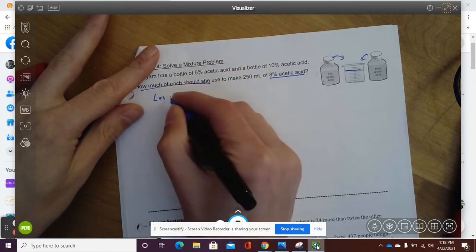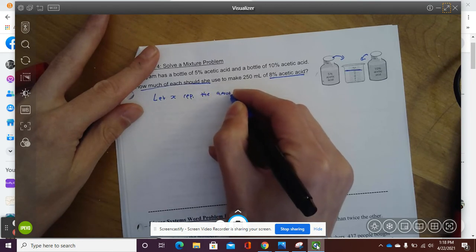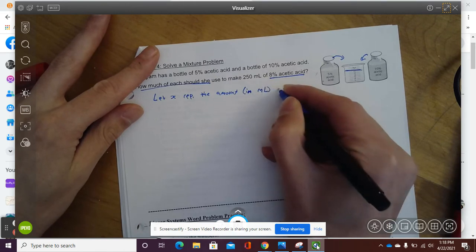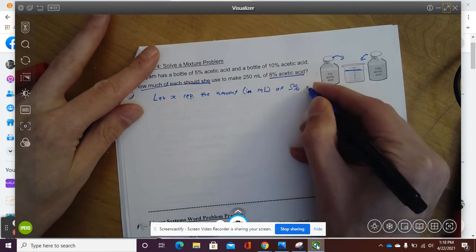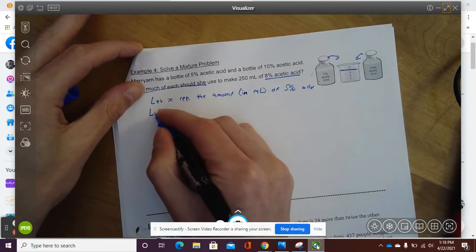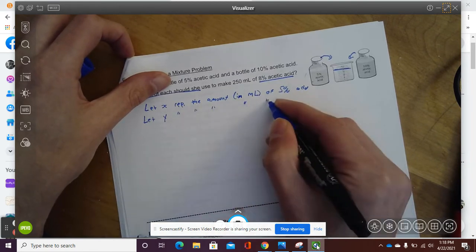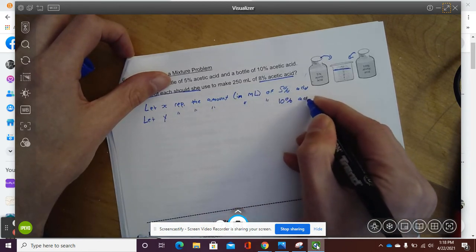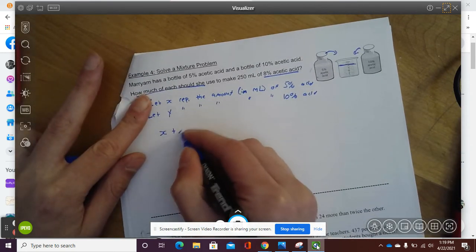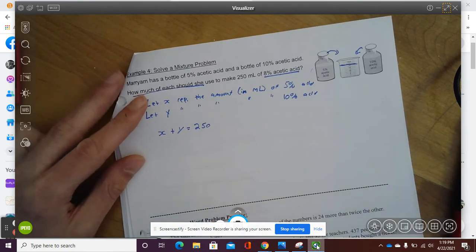So why don't we say let x represent the amount. Again, we want to be careful with units, so I can say the amount in milliliters of 5% acid. So it's how much am I pouring from this first bottle? And then why don't we let y represent the amount in milliliters of 10% acid. So altogether, I take x from the first bottle and I take y from the second bottle. I'm going to get 250 total mL of solution.